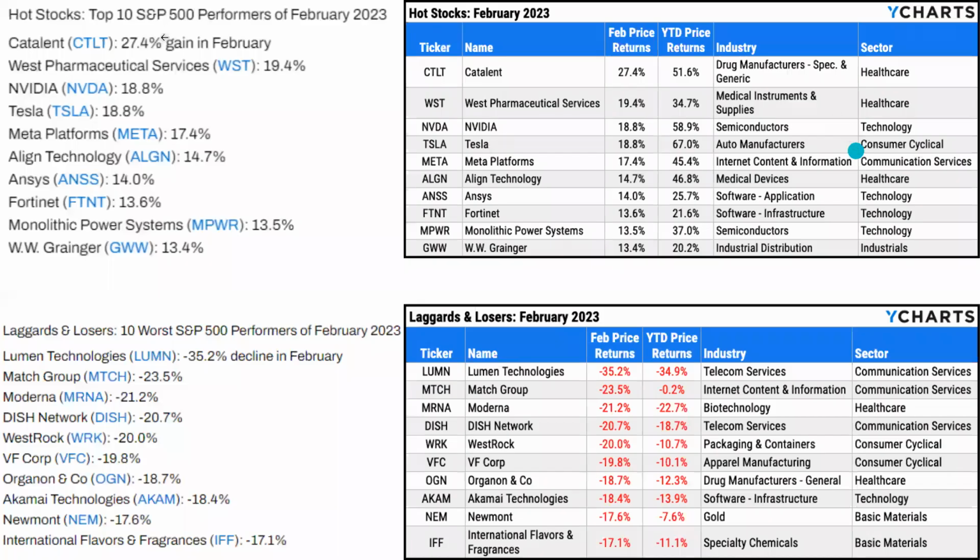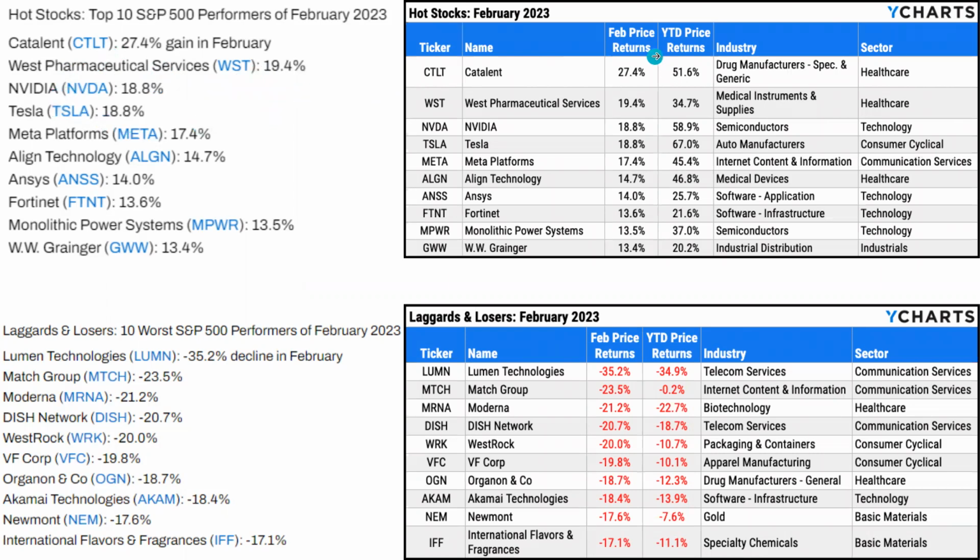Now, these were the top 10 S&P 500 performers of February 2023. So, maybe you want to take a look at these, and maybe some of that performance could spill over into March, or perhaps even the rest of the year. We have CTLT in here, Catalent. We have West Pharmaceutical Services, WST. We have NVIDIA, Tesla, Meta.